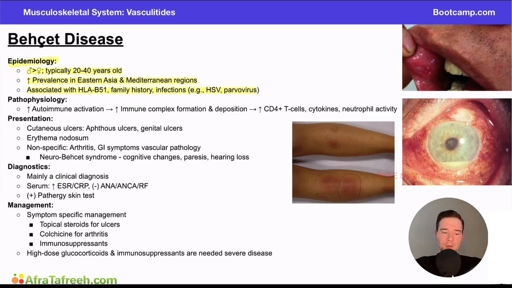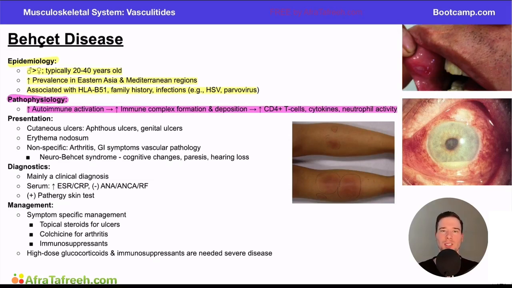So when we think about the pathophysiology here, we don't have to get too in-depth, but it's important to know this is due to increased autoimmune activation, leading to increased immune complex formation and deposition in the tissues. What happens then is the body reacts by sending more CD4 T cells that release cytokines and increase the neutrophil activity, and ultimately there's tissue damage that can lead to a variety of different findings. So again, the general principle here with all these conditions, we talk about the body has an overactive response to a stimulus, which ultimately leads to damage to surrounding tissues and often decreased blood flow as well.